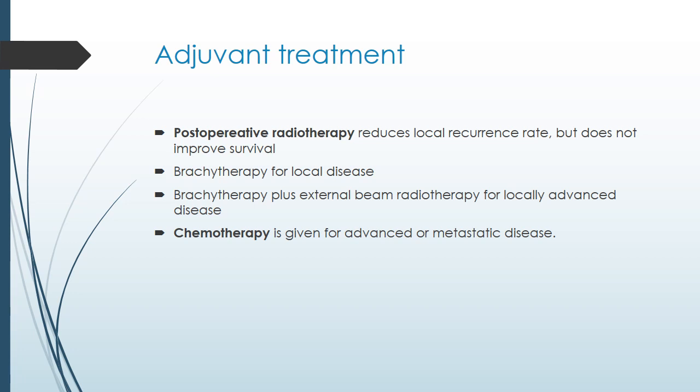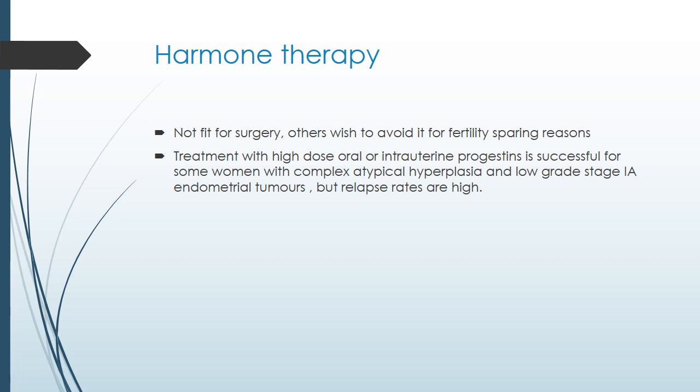Brachy means slow therapy. Here, intravaginal therapy, where cesium needles or radium needles are inserted inside the vagina, and this radiation therapy locally abolishes the disease. Brachytherapy plus external beam radiotherapy for locally advanced disease. Chemotherapy is given for advanced metastatic disease.